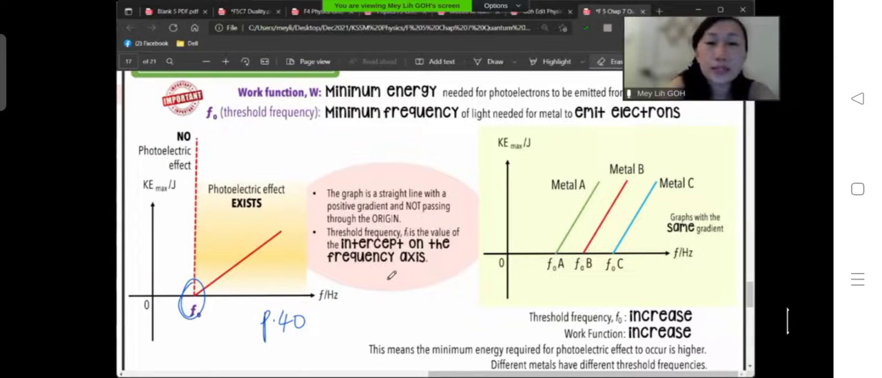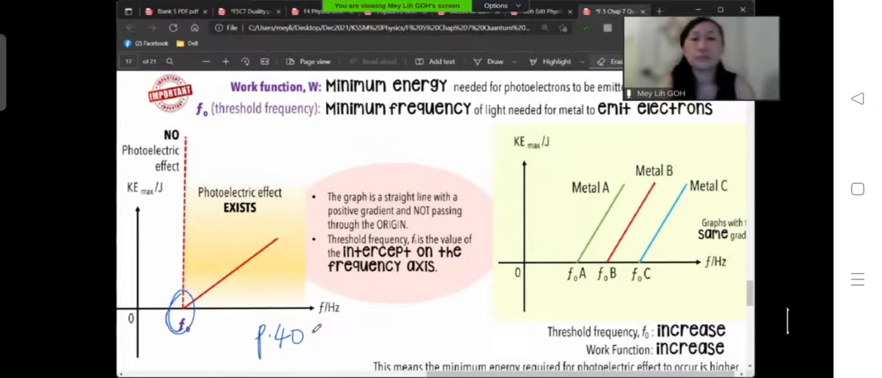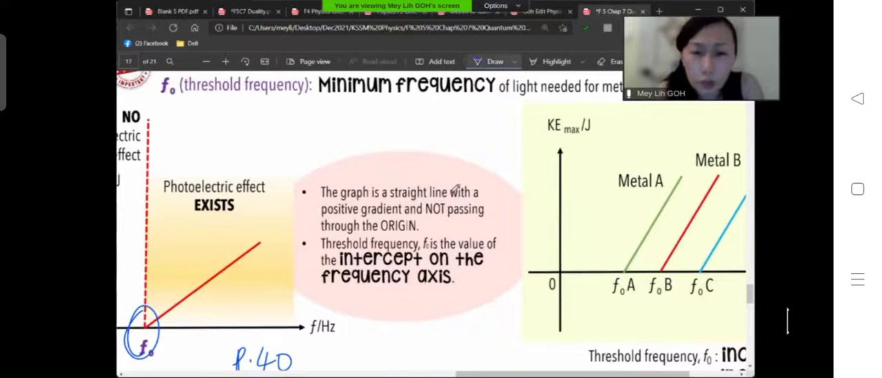Okay, let's see this middle one here. The explanation: the graph is a straight line with a positive gradient and not passing through the origin. It starts from a special frequency called the threshold frequency, which is the x-intercept. Different metals will have different threshold frequencies. Like I told you just now, some metals are more sensitive.